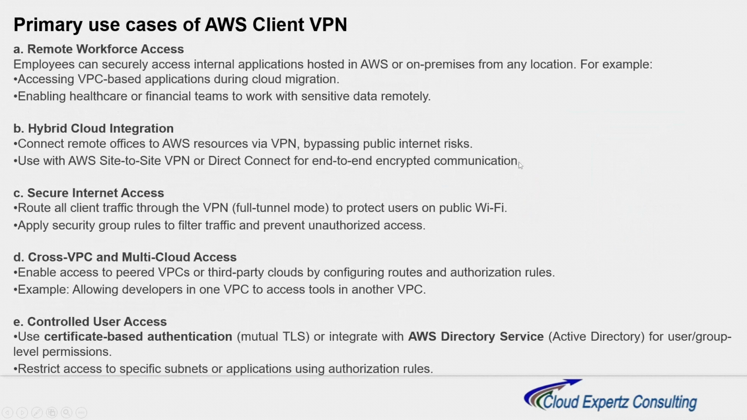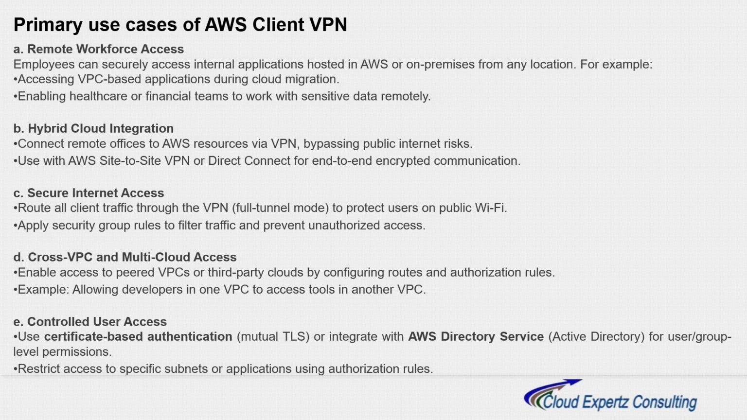Okay, now it's time to talk about the primary use cases of AWS Client VPN. The first one I already told you, which is remote workforce access. Employees can securely access their internal applications hosted in AWS or on-premises networks from any location. They can use or access those resources from anywhere by connecting with this AWS Client VPN. For example, they can access VPC based applications during cloud migration, and it also enables healthcare or financial teams to work with sensitive data remotely.